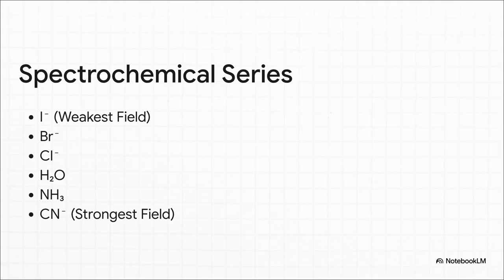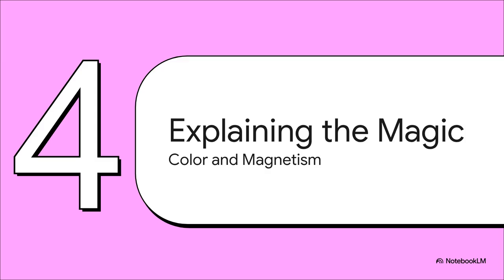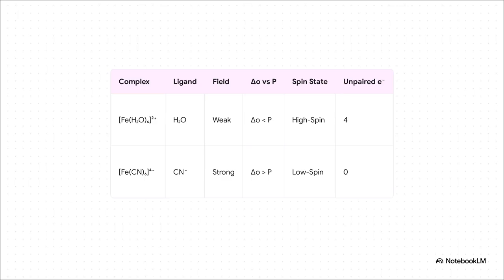Okay, we have all the pieces now. The splitting, the electrons' choices, everything. With this toolbox, we can finally get back to our original question. We're ready to explain the magic of color, and as a bonus, we can even understand invisible forces like magnetism. Let's look at a perfect real-world example.